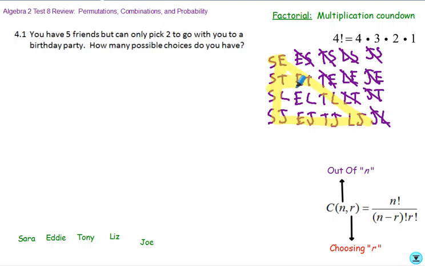Now this works when there's not that many different possible pairs. If we were picking from 500 or 5,000 people, we wouldn't want to do this. We'd want a more efficient way of doing it.